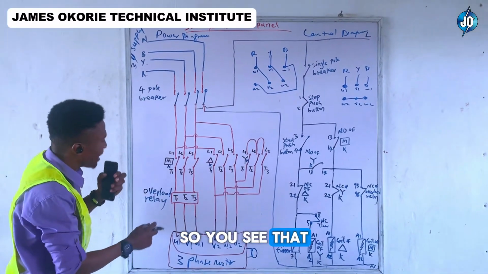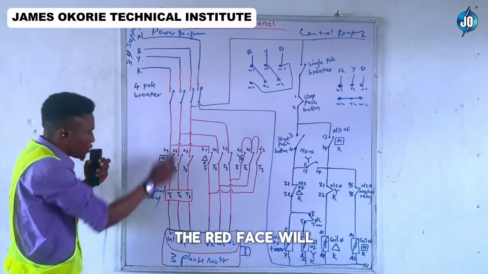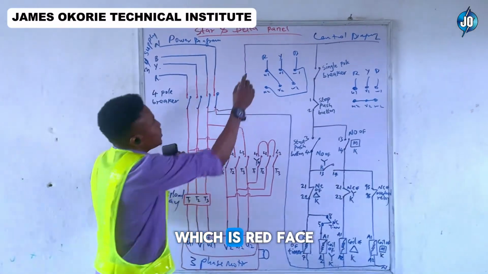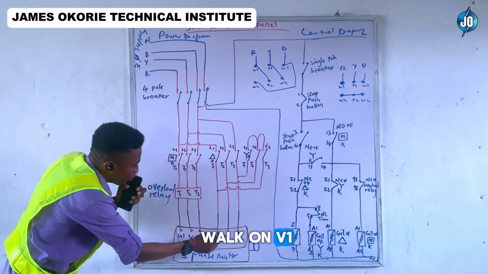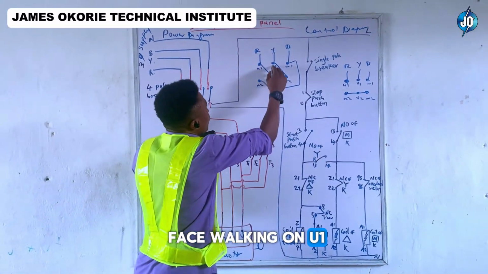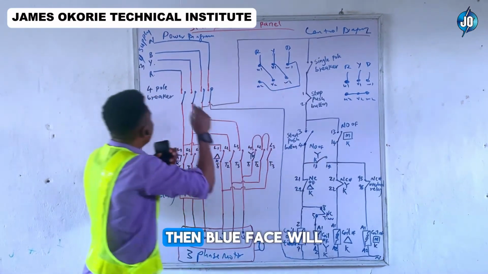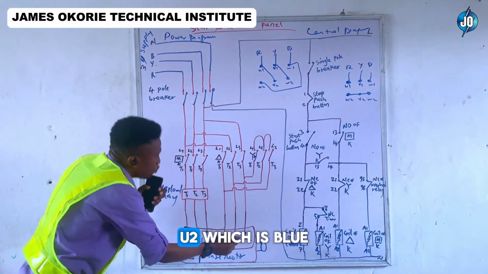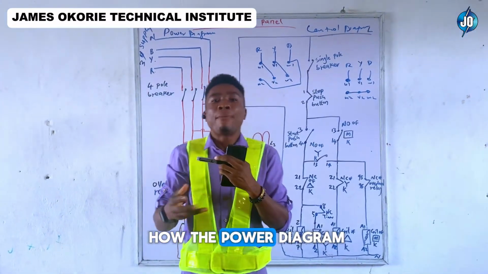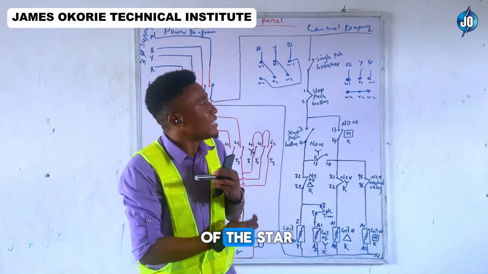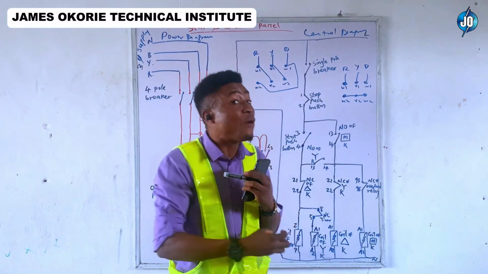So looking at it, you see that on delta configuration, the red phase will work on U1, V2, which is red phase working on U1, V2. Then yellow phase will work on V1, W2. Then blue phase will work on W1, U2, which is blue phase working on W1, U2. So this is how the power diagram of the star delta panel is, and this is how it works.